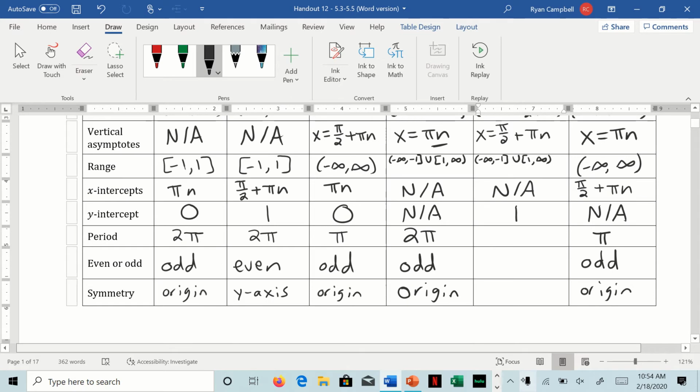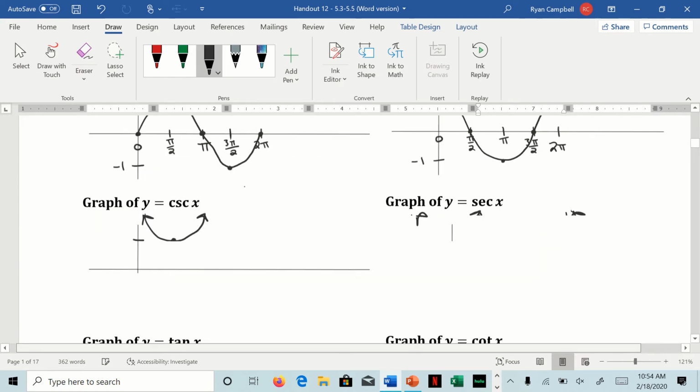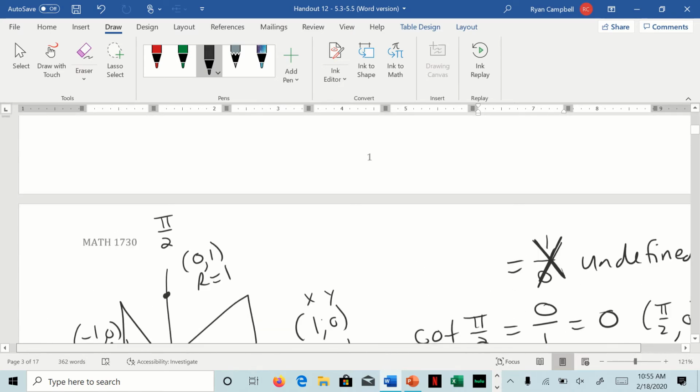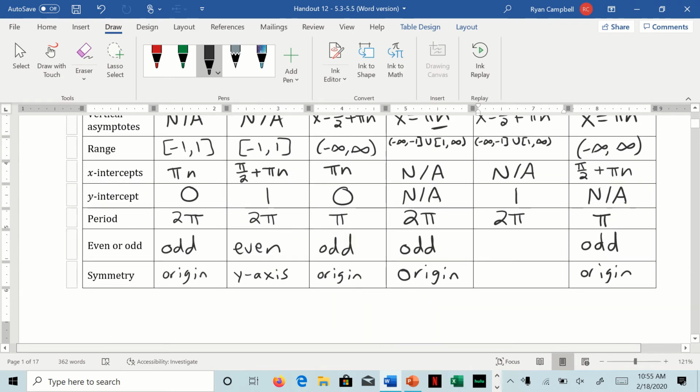Since the period is 2 pi, this will also be 2 pi. Some of y'all might have that question. Wait, isn't it? I thought everything changes every pi. But if you notice, the entire thing repeats itself every 2 pi, right? This, from 0 to pi, is not the same as pi to 2 pi, right? One goes up, one goes down. So it doesn't go back up until 2 pi, which is why we say it has a period of 2 pi. Again, since cosine is even, this will be even. Since symmetry is y-axis, this will also be the y-axis.